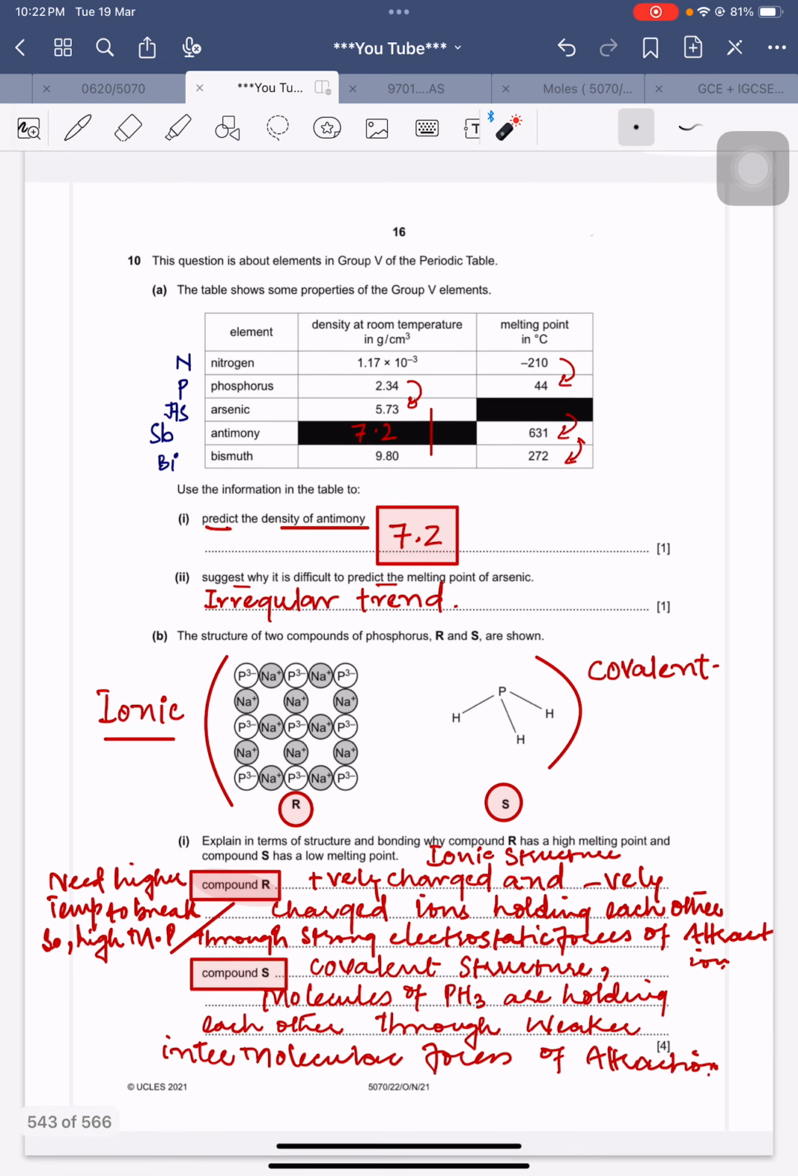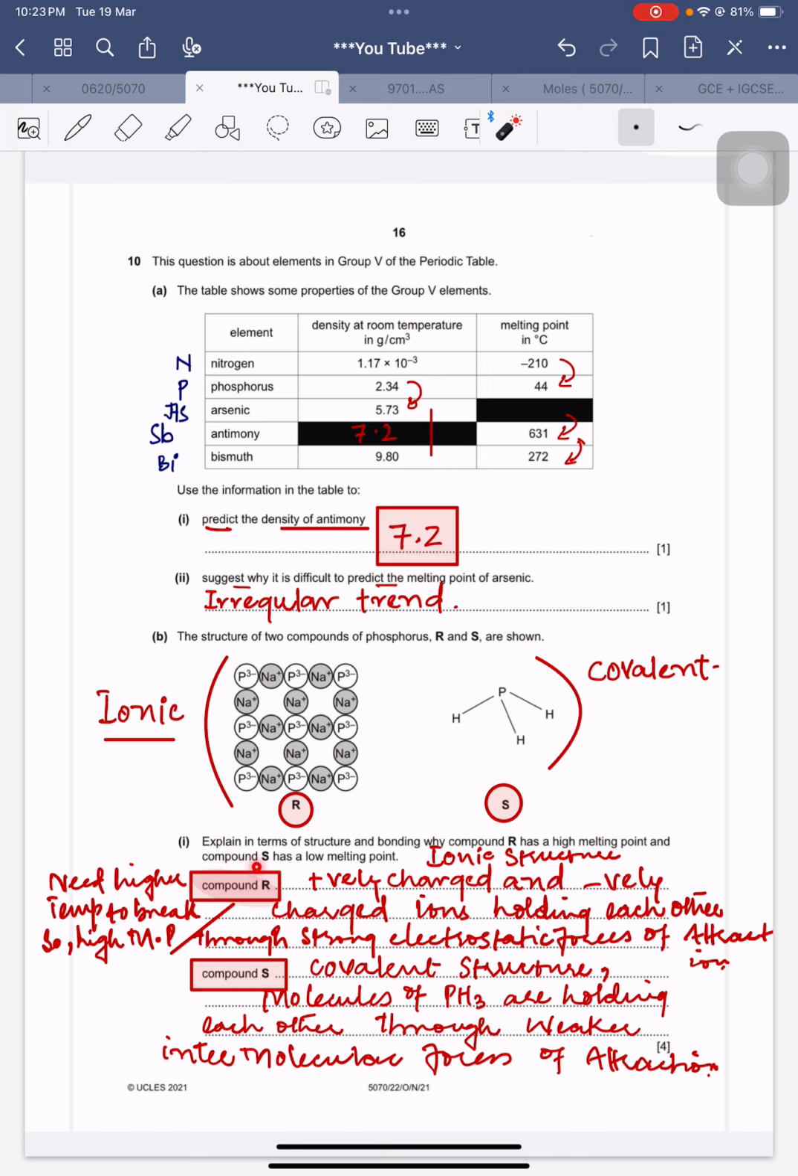Then there are two diagrams here in this B part. It is P3 minus and Na plus. It means that positively charged and negatively charged ions are holding each other tightly through electrostatic forces of attraction. The term electrostatic force of attraction is used in the case of a metal, where we have positively charged nuclei and negatively charged electrons, or for ionic compounds. Then it is S, a covalently bonded structure because phosphorus and hydrogen both are non-metals.